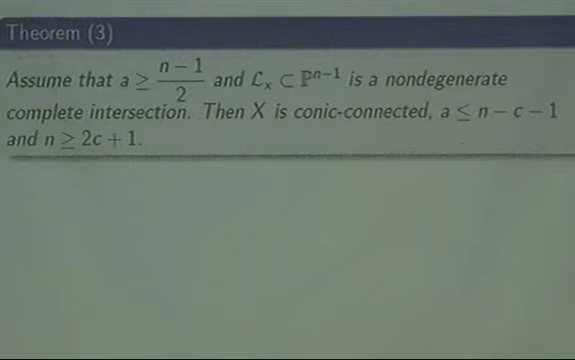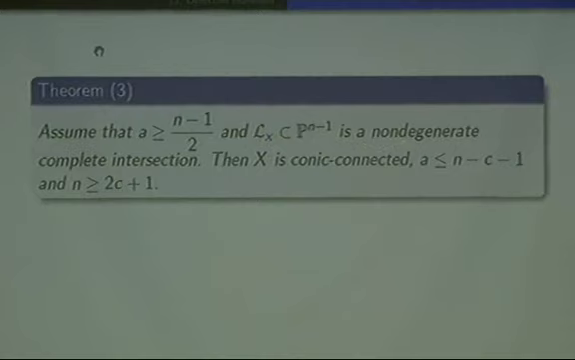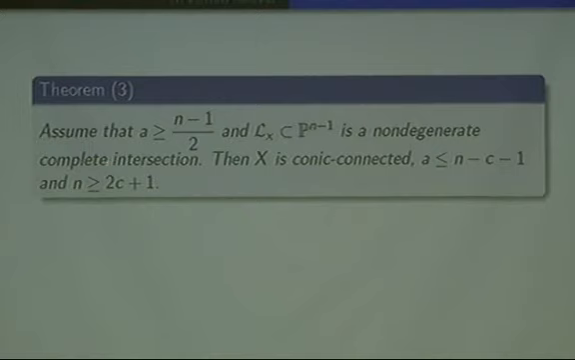Here is our next theorem. So again, assume that we are in the wonderful range, and assume that the variety of lines is a non-degenerate complete intersection. Then we are tempted to say that X should be a complete intersection, right? Be careful, in the previous theorem, in order to say then X is a complete intersection, you should know that the dimension of this variety, which is a complete intersection, is the right one. This hypothesis is not present here. But however, we can prove that then X is conic connected.